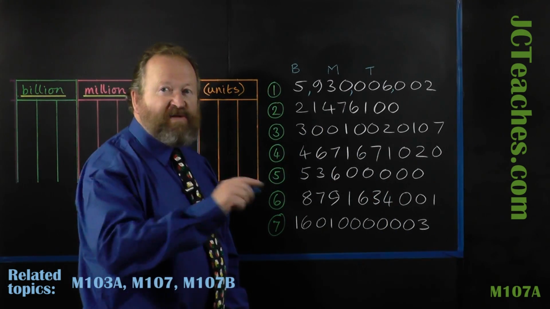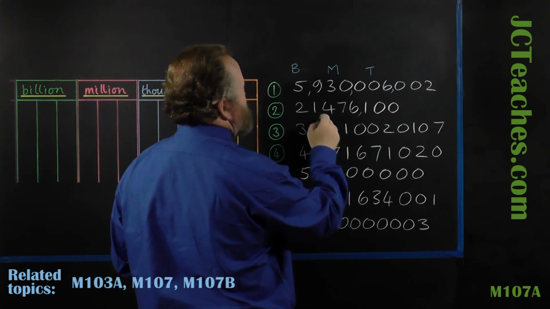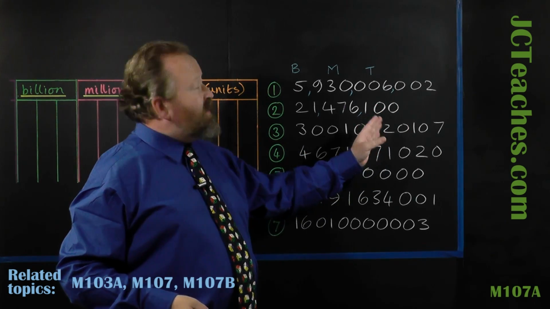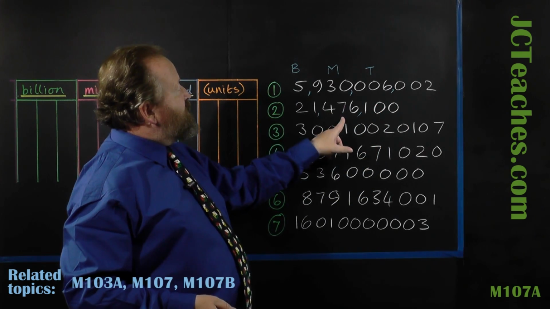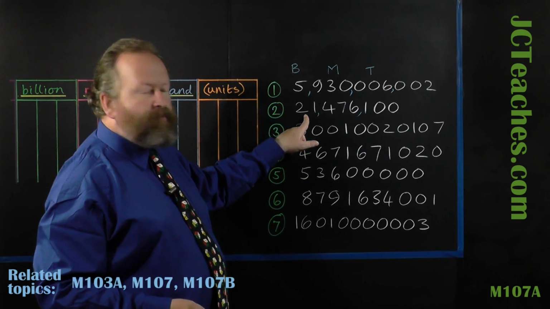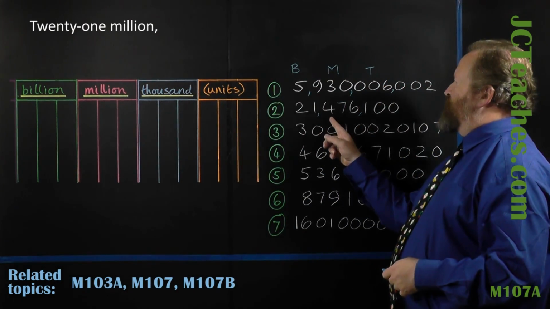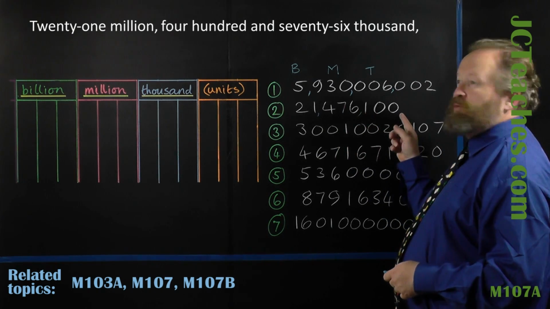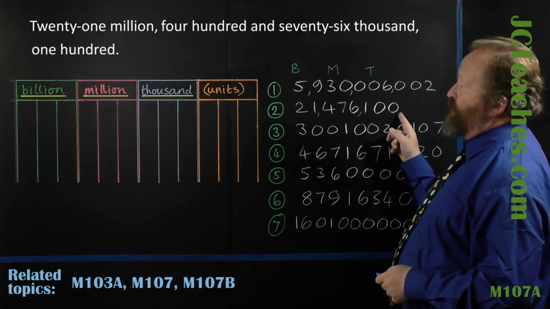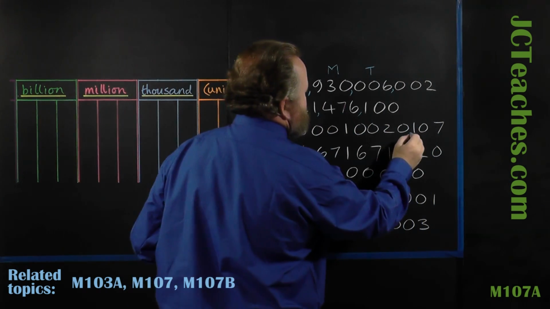Again, first of all, we split it up into 3s, starting from the right-hand end. So 3, 3, right. This time, hopefully you're getting the hang of this, we've only got millions, thousands, hundreds, tens and units. So 21 million, 476,100. 21,476,100.